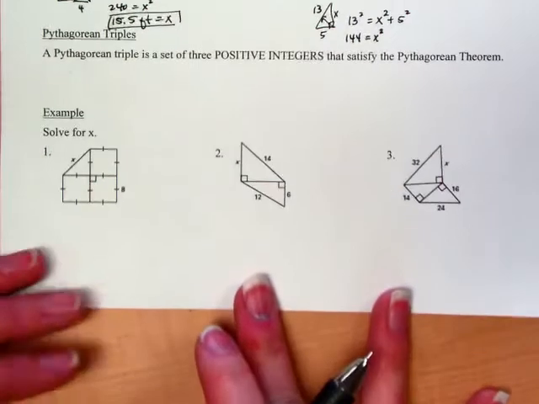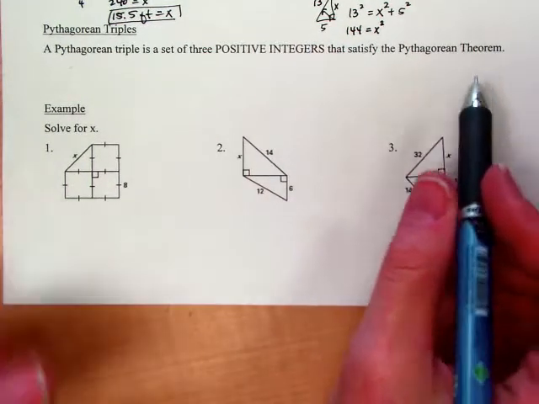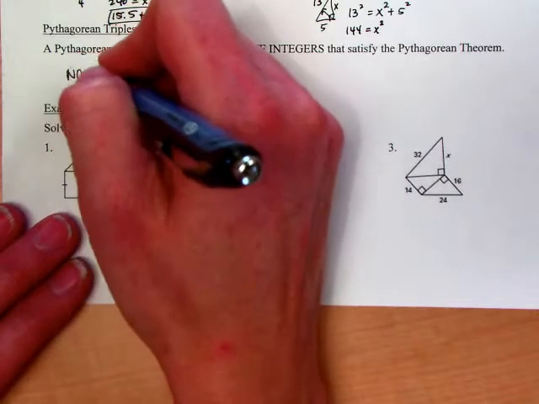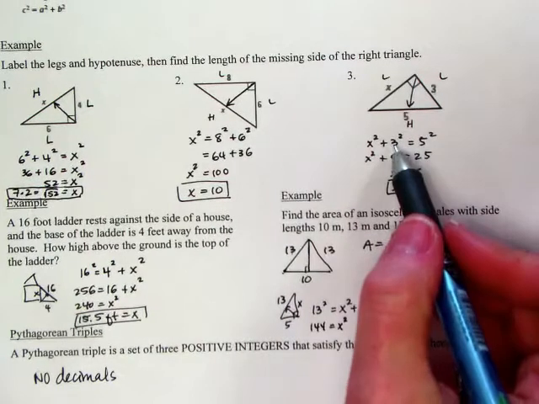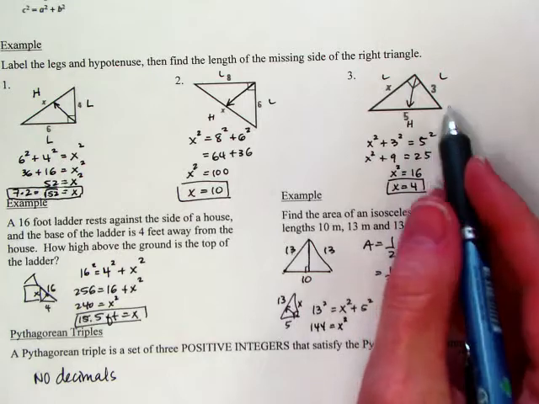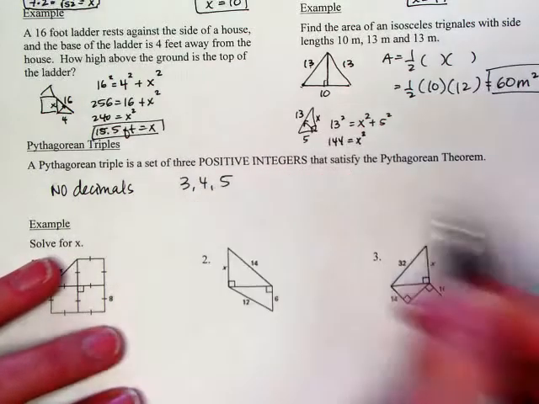A Pythagorean triple is a set of 3 positive integers that satisfy the Pythagorean's theorem. That means there's no decimals. A couple of common ones that we've used today already is this one. This is a 3, 4, 5 triangle, so a 3, 4, 5. It works perfectly in Pythagorean theorem with no decimals.